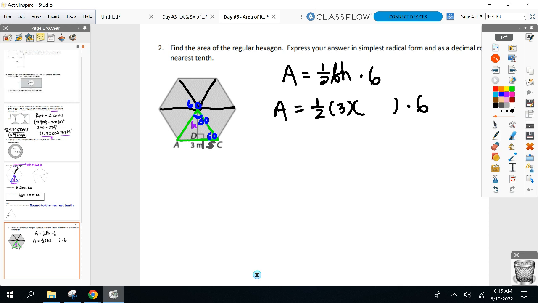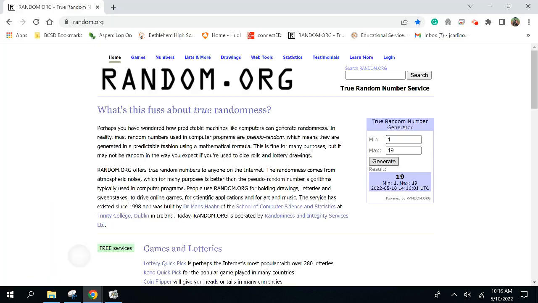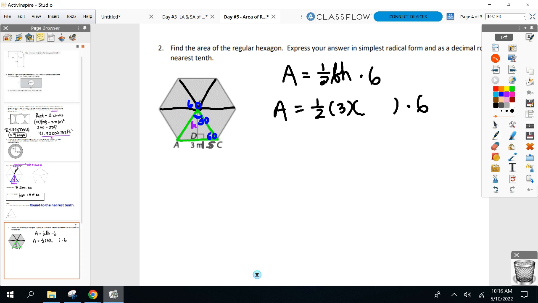So what do I need to do to the shorter to get to the longer? We've been talking about that all year long. What do I have to do to the shorter to get to the longer? Radical 3. You got it. Come on, be confident. So 1.5 radical 3 is your height. Okay? Are we okay on how we got to that point?